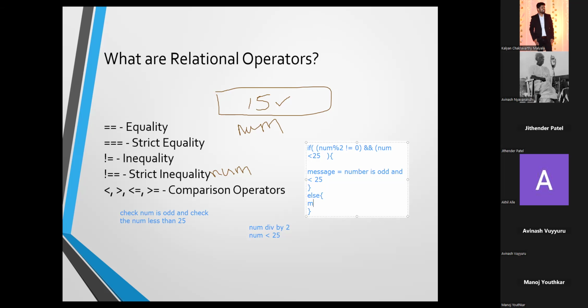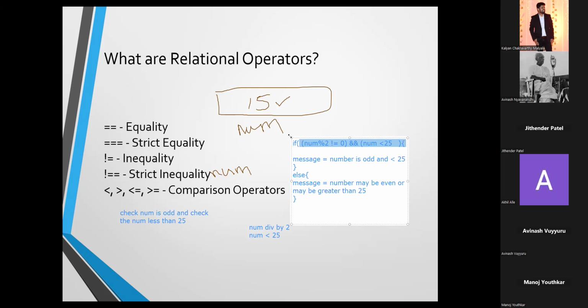Else. Message is equals to number maybe even or maybe greater than 25. Means if this condition is getting false, we don't know which condition is getting false, either this or this. Whatever the condition fails, this complete condition will fail, right? Okay. Now once again.